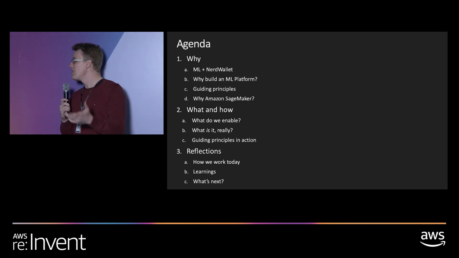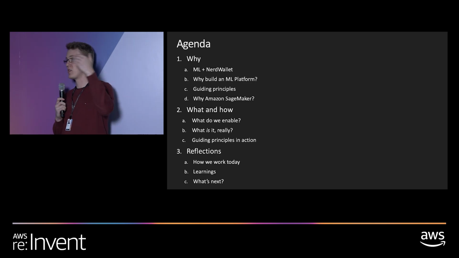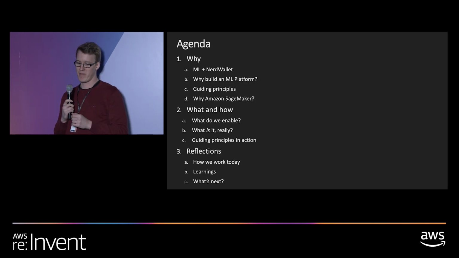So here's the agenda for the talk. First, we're going to go into the why build an ML platform, some of the guiding principles, some of the technology choices, like why SageMaker. Then we're going to go into the what and how. So what do we enable with this machine learning platform at NerdWallet? What is it really, what does it do?